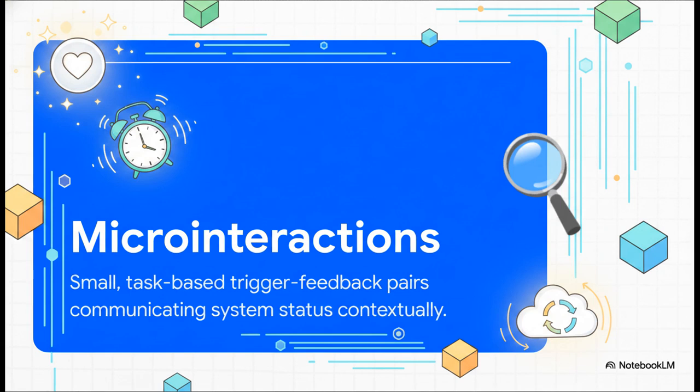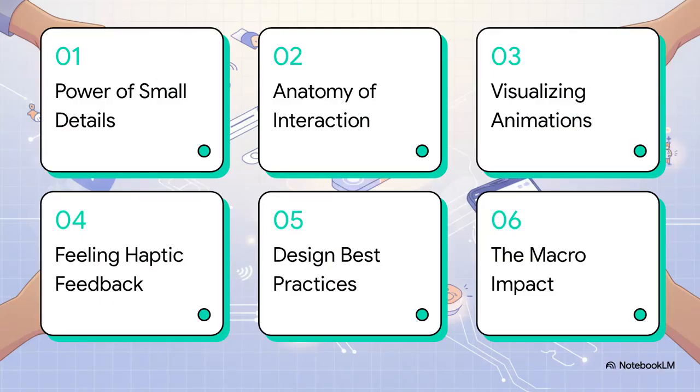What are microinteractions? Basically, they are small, task-based trigger feedback pairs that communicate system status through highly contextual visual or tactile changes. You can think of them as the fundamental building blocks of interaction design. They're the near-invisible functional details that take a dull, flat screen and turn it into something that feels deeply human and responsive. Seriously, every single time you like a post, set an alarm, or sync your data, you are engaging in a microinteraction. Here is our quick roadmap for today's explainer.